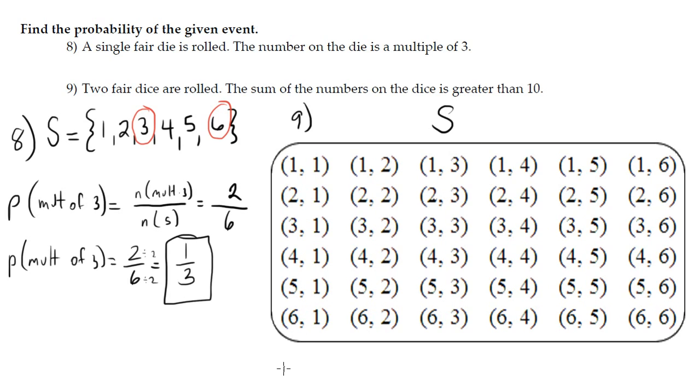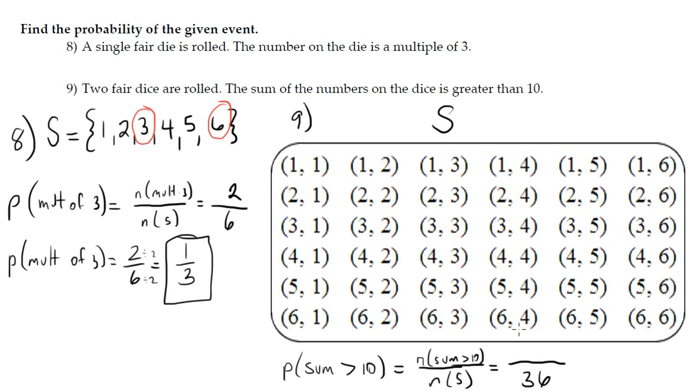So we want the probability that the sum of the numbers we roll is greater than 10. So we want the number where the sum is greater than 10 divided by the number in the sample space. Here, my sample space, like we just said, has 36 different outcomes. We just need to find which outcomes have a sum greater than 10.